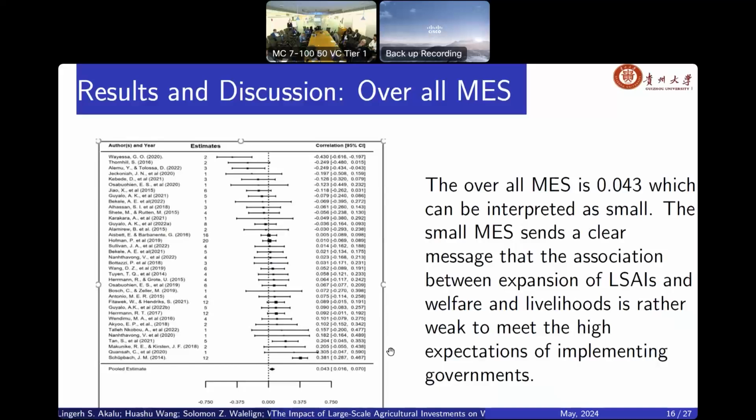And the overall impact, which is indicated here, is 0.043. It's a correlation coefficient, because it's less than one. But the magnitude is quite small. But what encourages us is it's at least positive. It's not negative. There are some studies that report negative effect sizes, but on average, it's positive, which indicates that the impact of such investments is at least positive on local communities.